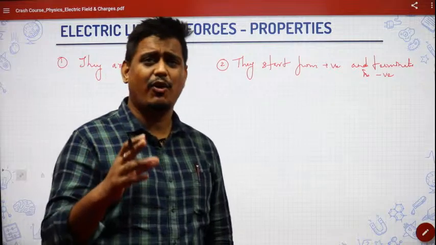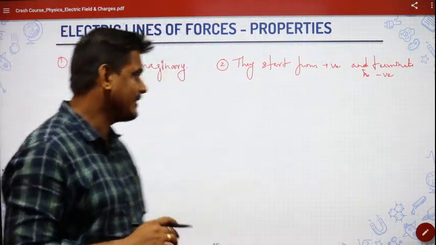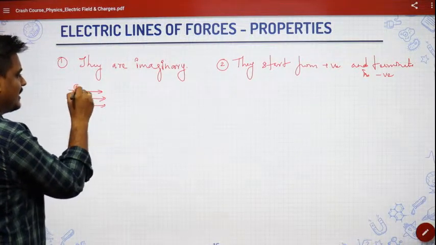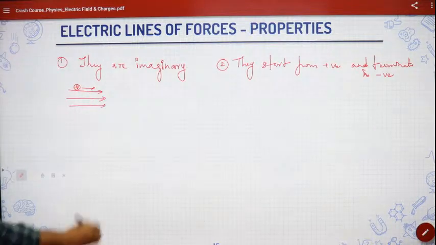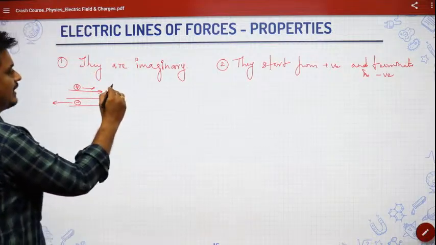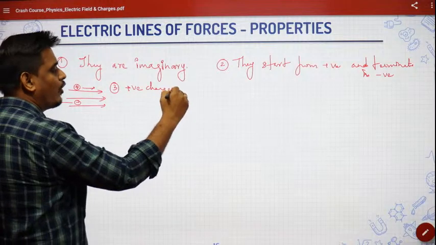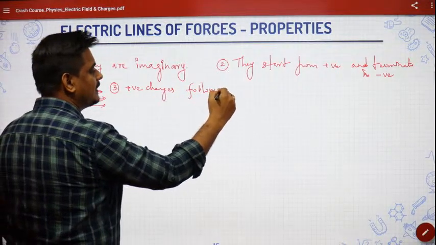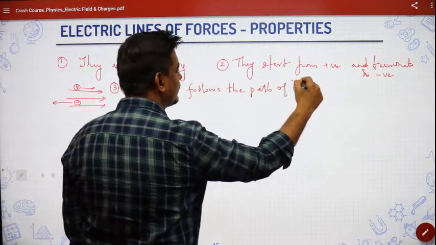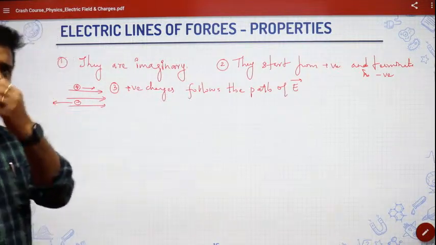Then, if you keep a positive charge, it always follows the path of electric field. For example, if I have electric field in this direction and I keep the positive charge here, it will move in this direction. If I keep the negative charge here, it will go in the opposite direction. So remember, I'll write the third point as positive charges follow the path of electric field. And obviously, the negative charges will be against the direction of electric field. You can see very clearly from here.